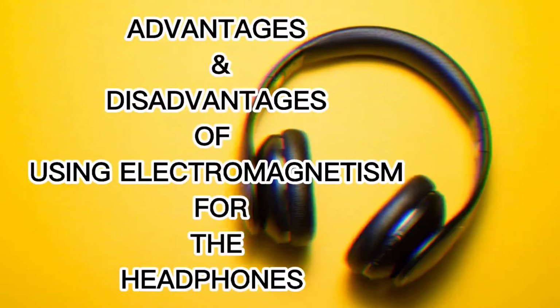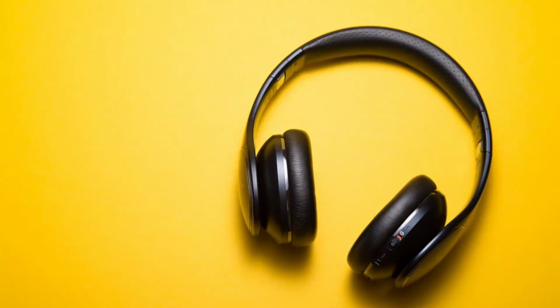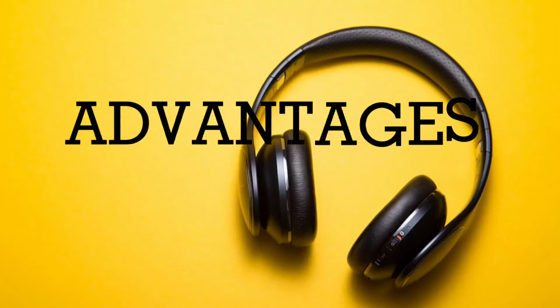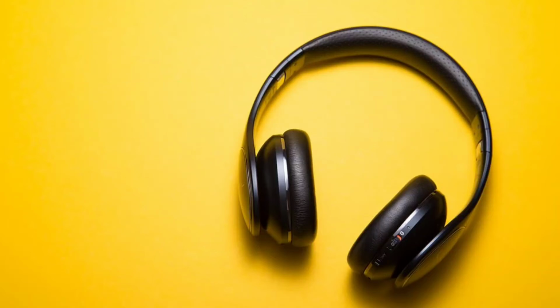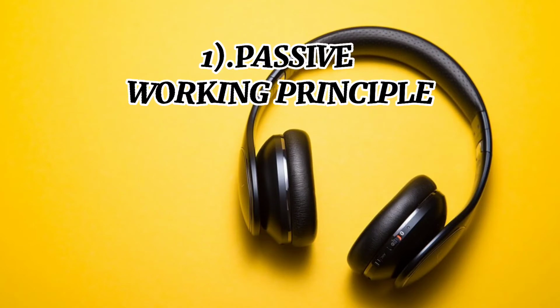Now let's go through with the advantages and disadvantages of using electromagnetism for the headphones. Here are some advantages. The first advantage is passive working principle. Because of electromagnetism, moving coil dynamic headphone works according to the passive working principle. It means they don't need any power to function properly.